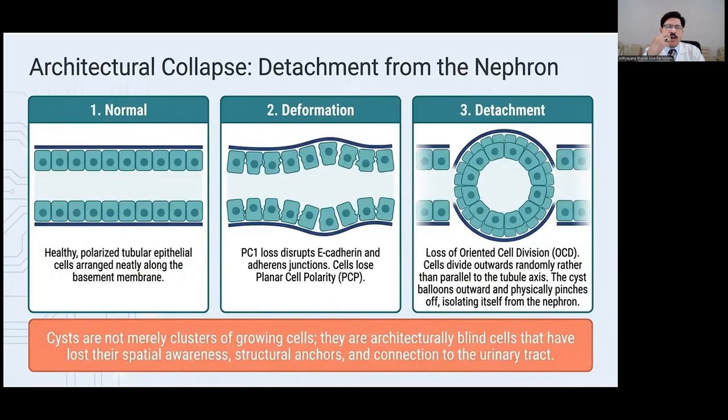Now what happens? This is the normal tubular epithelium, and there is a deformation, as you see, and then it gets cut off from the renal tubule and becomes its own circular thing, a cyst-like thing.